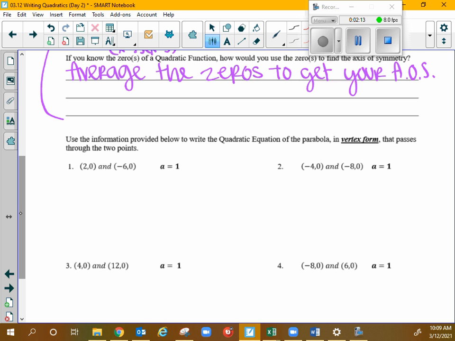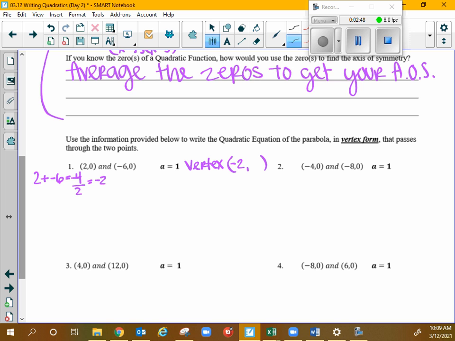So if I have zeros at 2 and negative 6, what am I going to do to find my axis of symmetry? Average them. So 2 plus negative 6 is what? Negative 4 divided by 2, negative 2. So I know that my vertex has an x value of negative 2. I don't know what my y value is yet. I know my a value. My a value is 1.